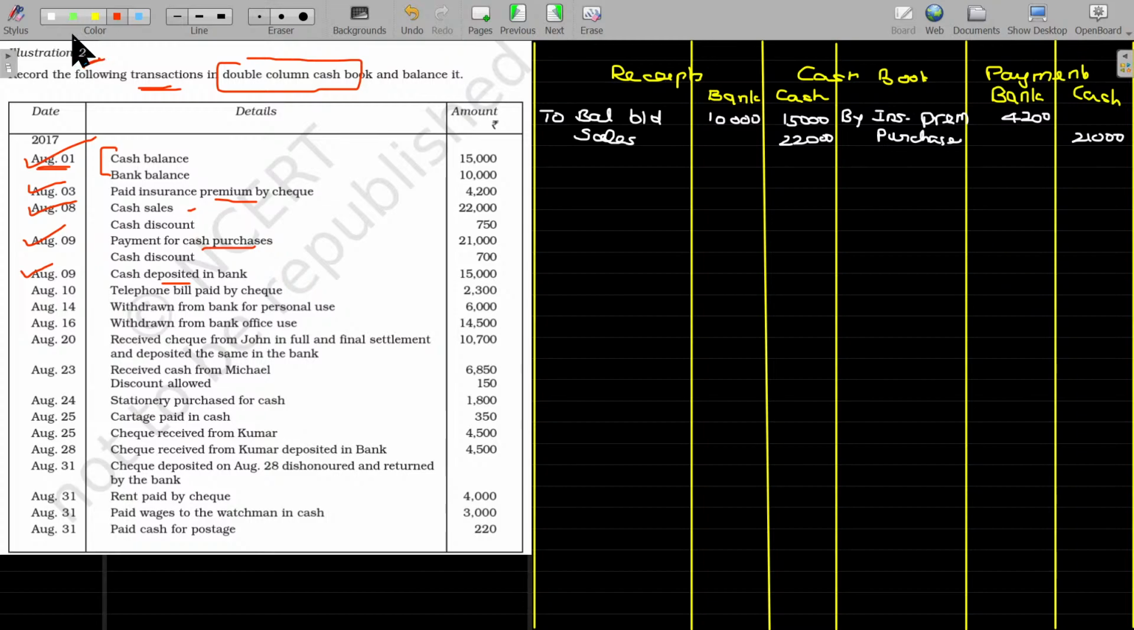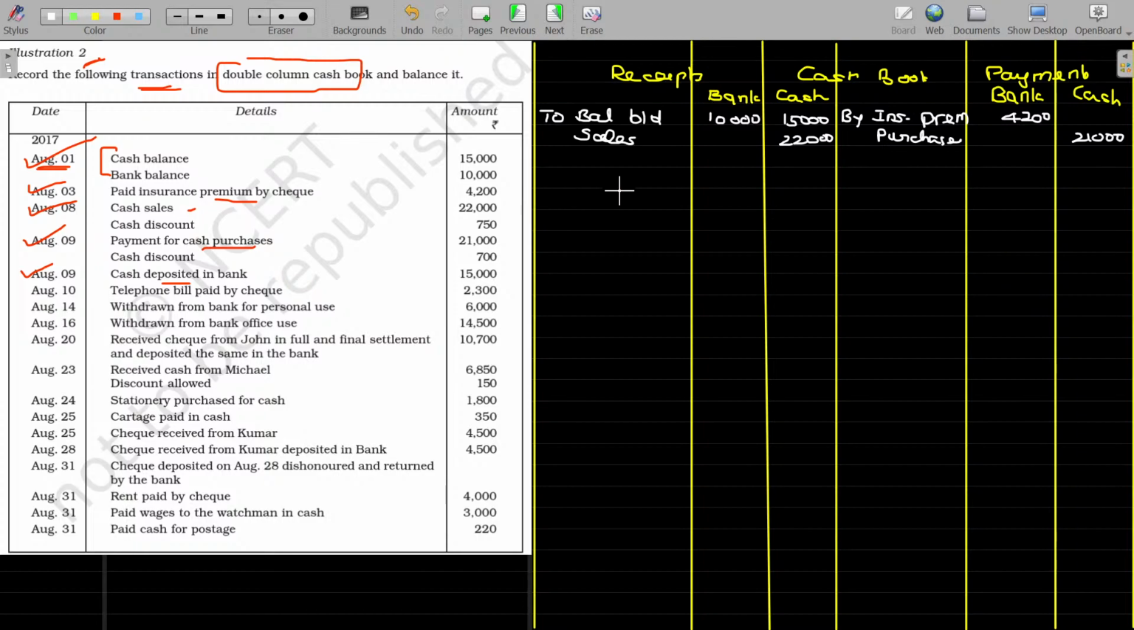So this is a contra entry. A contra entry represents two transactions, meaning the record of the transaction is in both sides of the same ledger. The cash book is one of the ledgers, so I'm going to post on both sides: one in the receipt side, another in the payment side. So, cash deposited in bank.